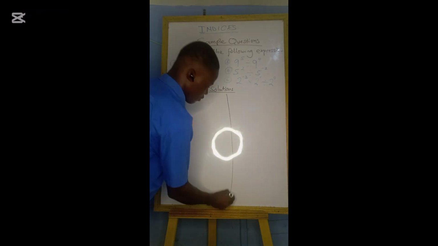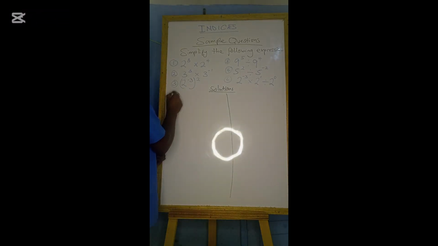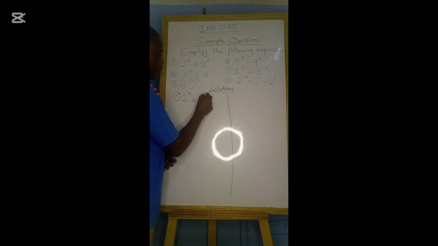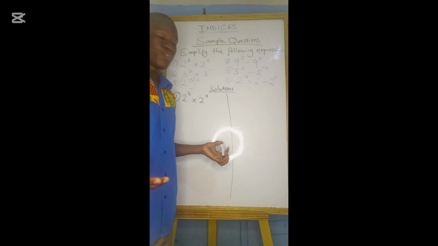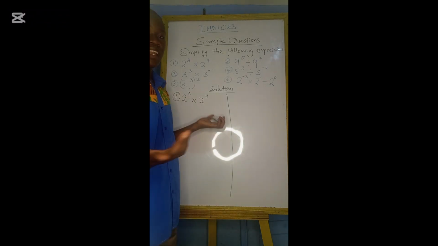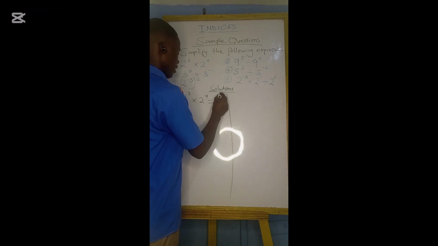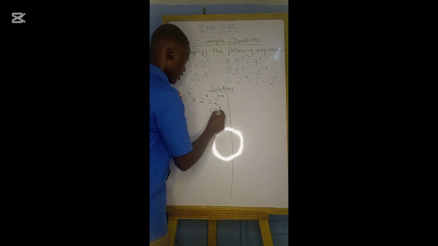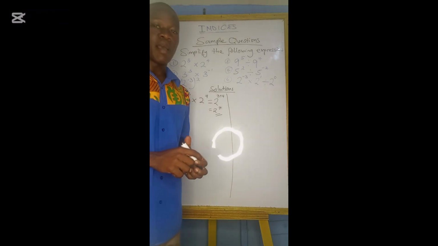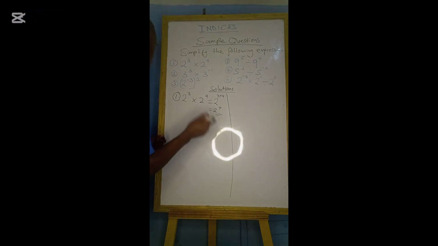Let me divide my board, but my board is not enough, so let me divide and then we need to cover the space. So question 1, we have 2 raised to the power 3 multiplied by 2 raised to the power 4. Yes, this one is obviously the first law, which is the multiplication law, right? And what do we need to do? Since the bases are the same, 2, we add the exponents, and that is the solution, straight away. So here we have 2 raised to the power 3 plus 4, which will give us 2 raised to the power 7. As simple as that. So that is the application of the first law in solving the first example. So let's go to the second question.